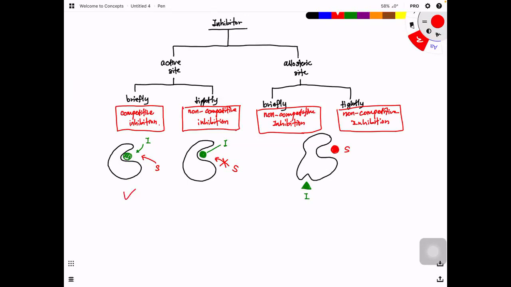Why? Because when the inhibitor binds to the active site tightly, definitely there is no competition anymore. Are you clear? But for allosteric sites, you can see that these are also non-competitive inhibitions, because the substrate and inhibitor won't bind to the same site. So that's why there's no competition.